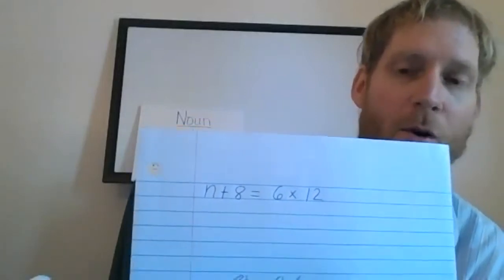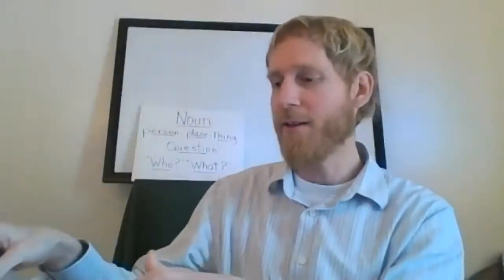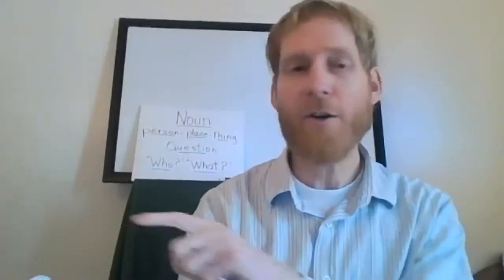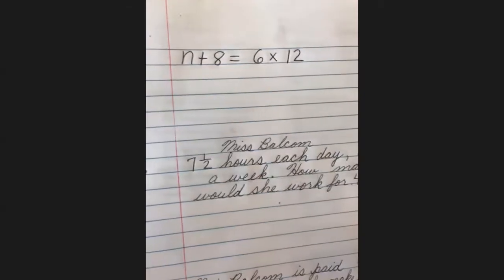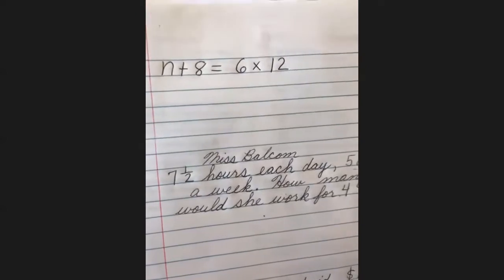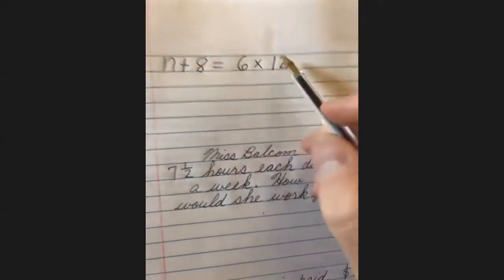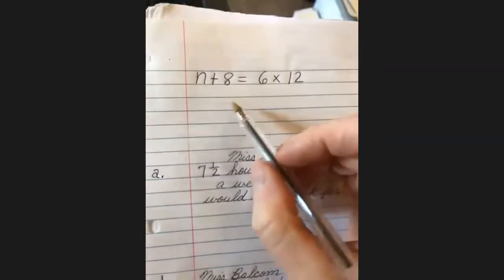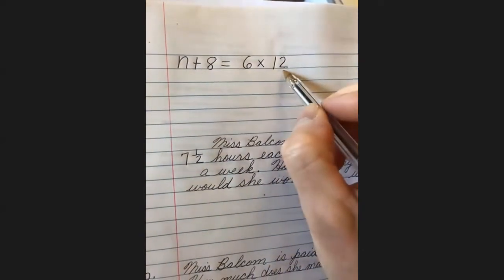I want us to go over how to do that to make sure you've got it and you've got it well. So what I'm going to do is I want you to look on my paper to do this part, all right? So what I'd like you to do is look at this paper. N plus 8 equals 6 times 12. Let's review this. What's the first thing you do?